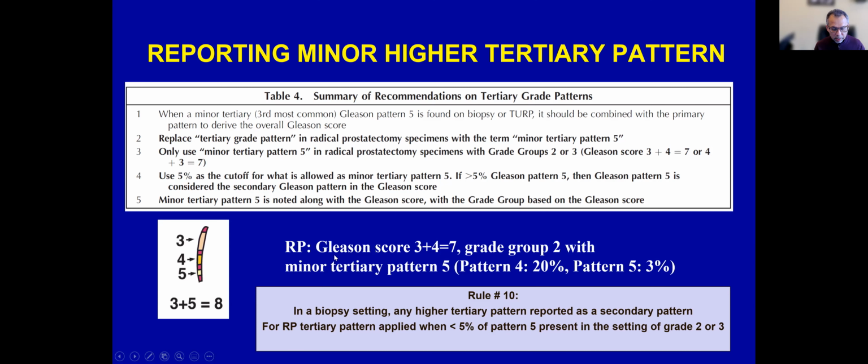For example, in radical prostatectomy, Gleason score 3 plus 4 equals 7, grade group 2, with minor tertiary pattern 5. Pattern 4 is 20% and pattern 5 is 3%. So here it is clearly a tertiary pattern. If pattern 5 was 10% in this setting, then you would call this 3 plus 5 equals 8, because that becomes a secondary pattern.